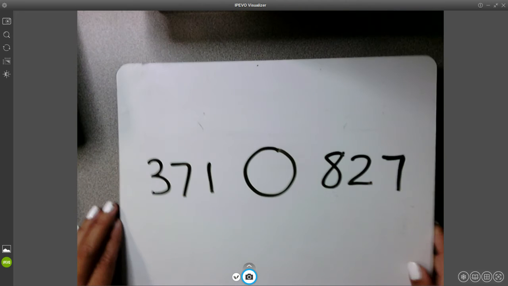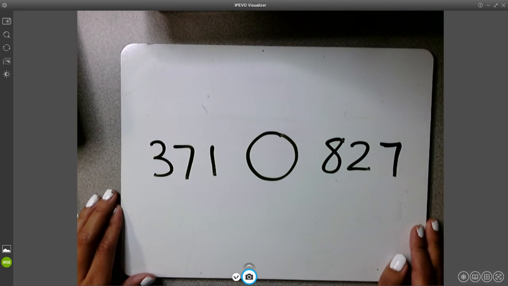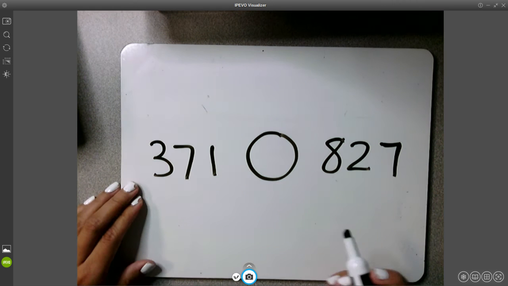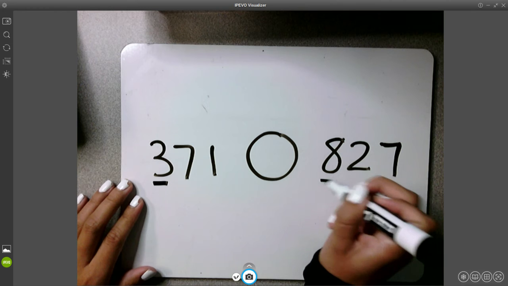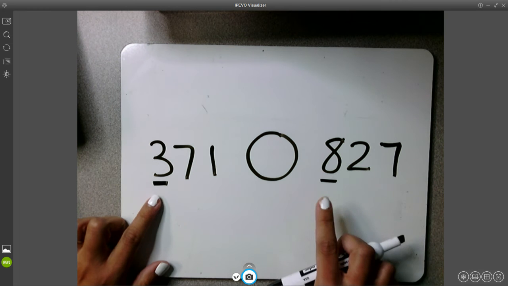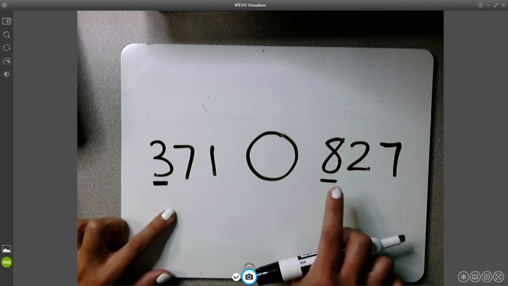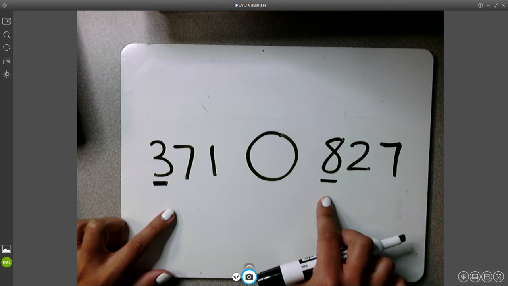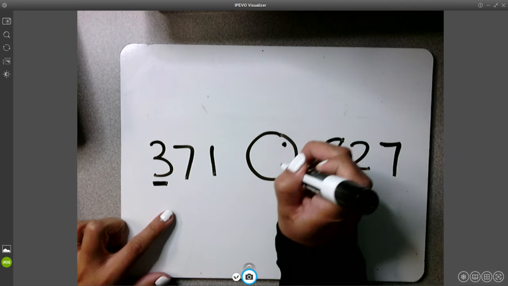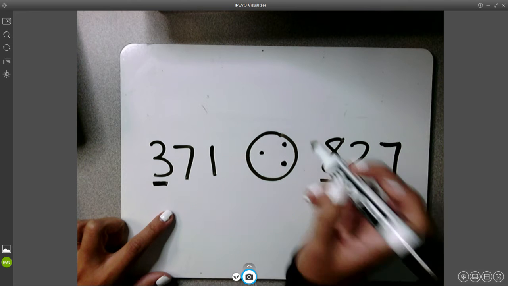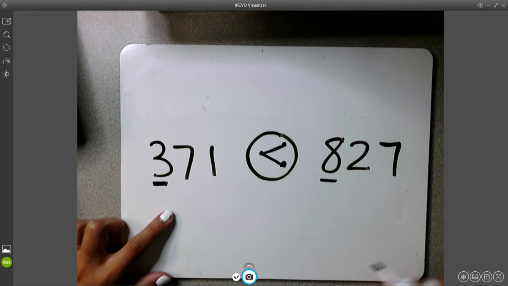All right, so let's put this into action a little bit. Here I have the numbers 371 and 827. So I have to look at my hundreds place first and decide which one is greater or less. So this one is greater. So I have a trick for you. You're going to use 2 dots for the greater side. So I'm going to use 2 dots here and 1 dot here on the less side. And I'm going to connect them to make a Pac-Man.